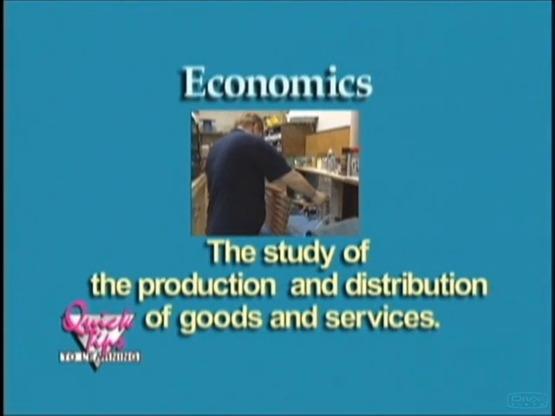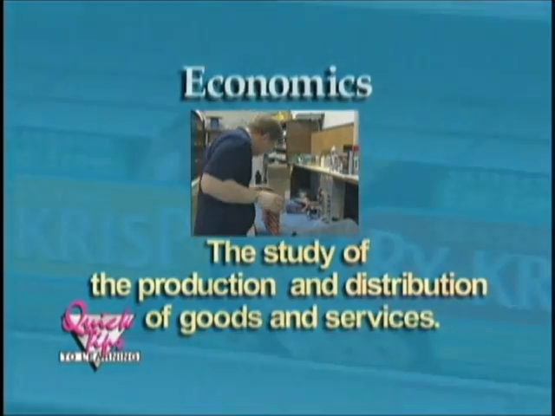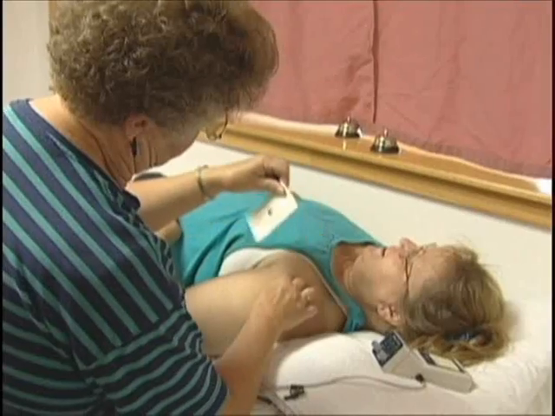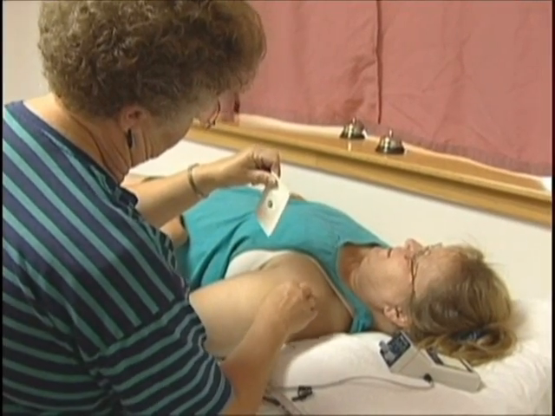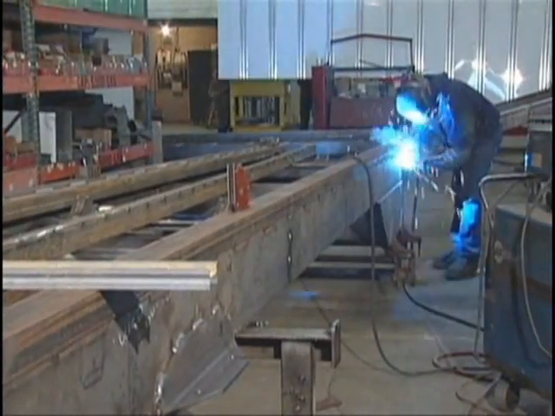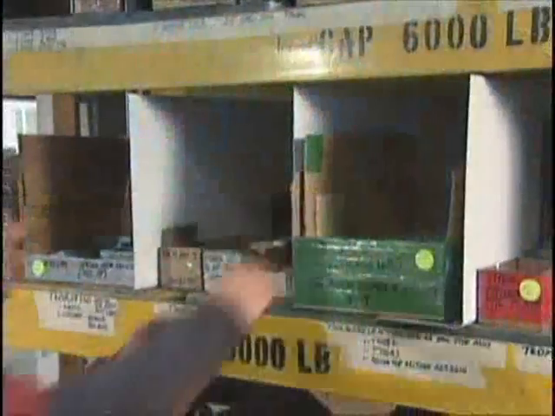Economics is the study of the production and distribution of goods and services. Goods are physical products such as groceries or a new car. Services are the services your doctor or accountant provide. Economics seeks to build a model of the world. The more accurate the model is, the better it is at predictions.